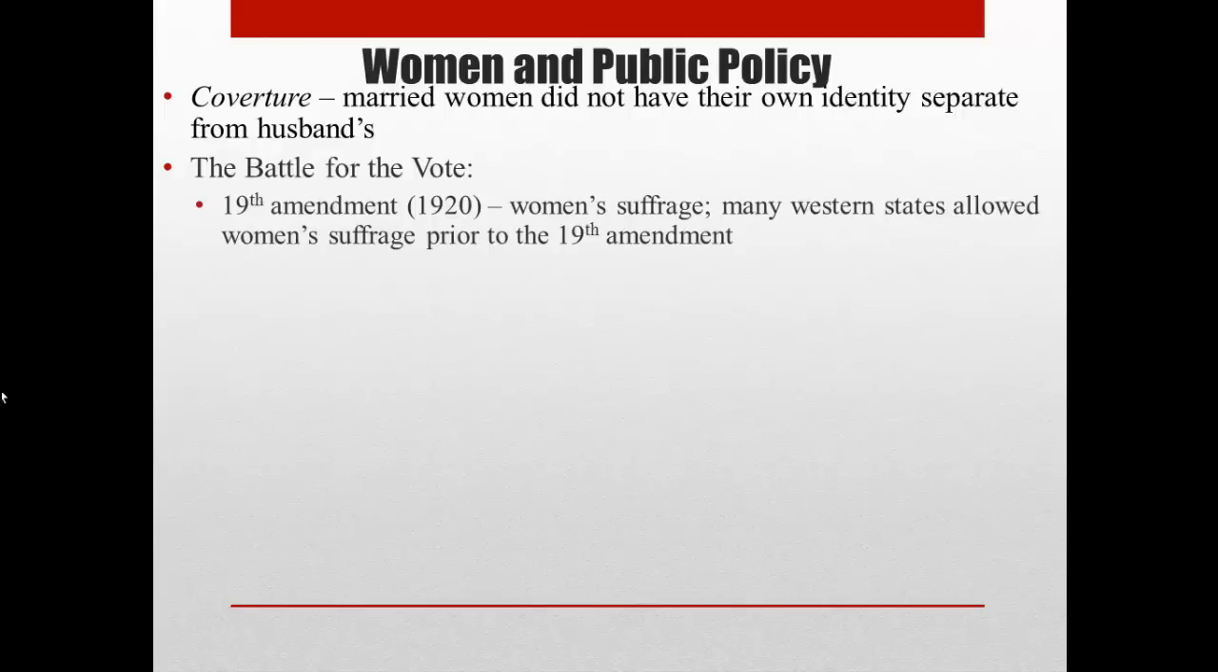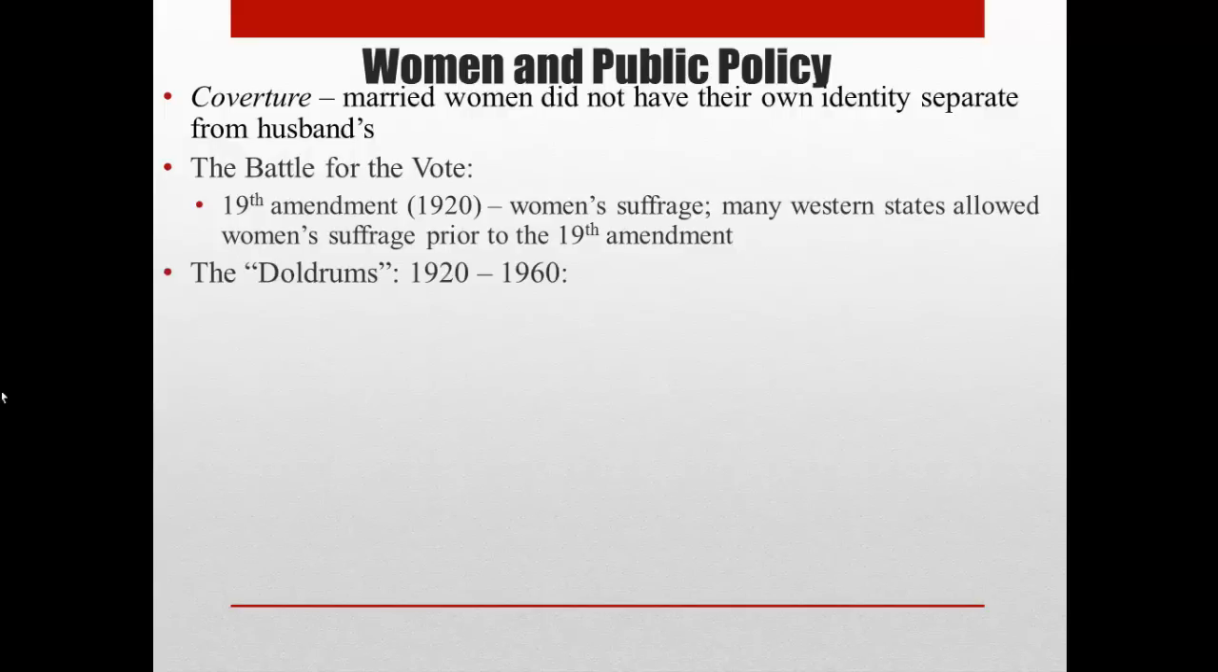So the battle for the vote, and then the 19th Amendment, which is ratified in 1920, granted suffrage for women. However, many Western states allowed women to vote prior to the 19th Amendment. The Western states, Wyoming, etc., were more democratic for women than Eastern states were.